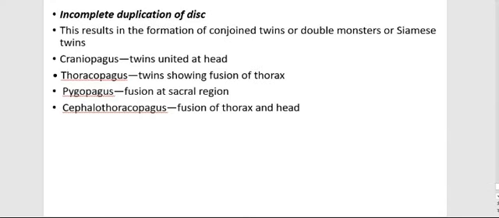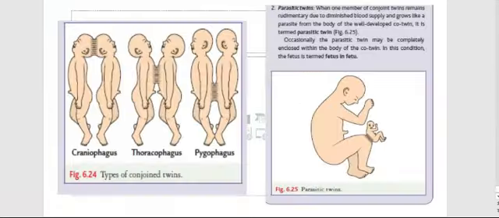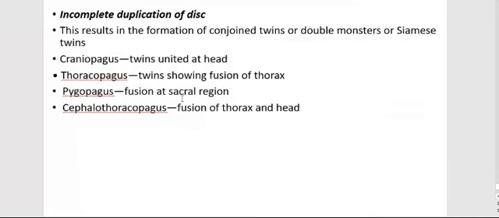And then Siamese twins. This is because of incomplete duplication of the bilaminar disc. So you can have craniopagus, joined at the head. Thoracopagus, these are the ones which are joined here. Pygopagus, these are the ones which are joined at the sacral region. Cephalothoracopagus, fusion at the thorax and the head.